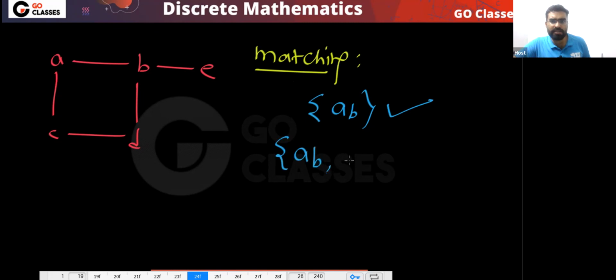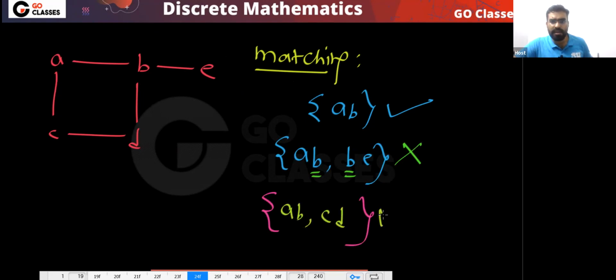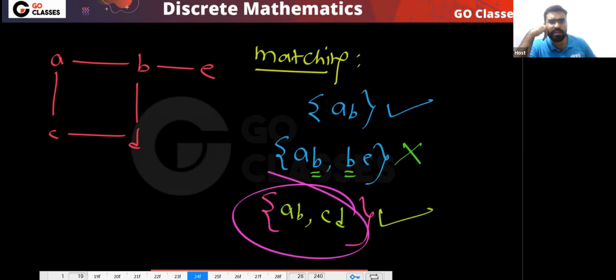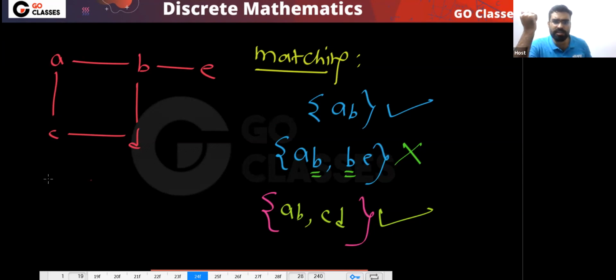Okay, tell me BE, is this a matching? This is not a matching. You can clearly see that. Next, tell me AB, CD. Is this a matching? Yes, this is a matching. See, you don't have to look at the graph. Just look here. All the vertices are different. A, B, C, D. All the vertices are different. Here you can notice this vertex B is common. So this is a matching.